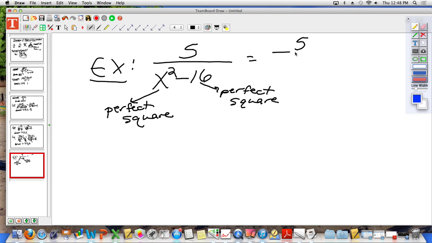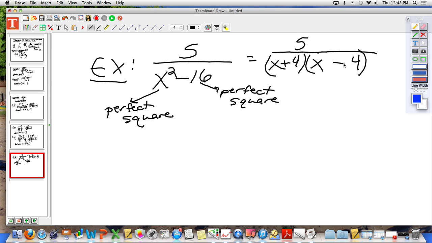5 divided by, you take the square root of x squared. What's the square root of x squared? X. So you put an x here, you put an x here. What is the square root of 16? 4. So I put a 4 here and a 4 here. One of them is plus, one of them is minus. Good.